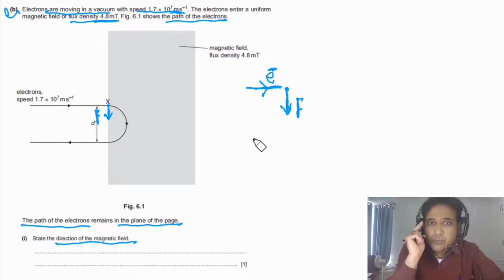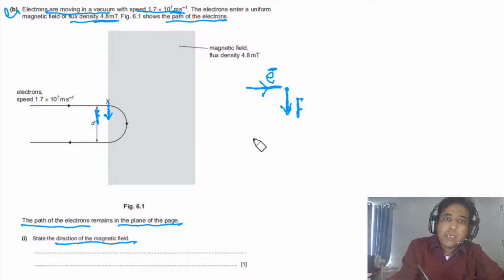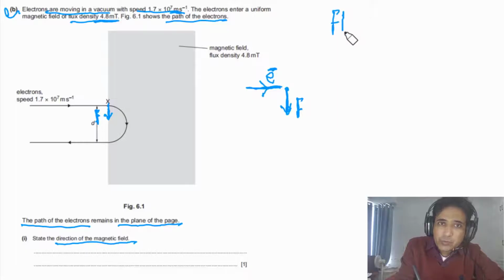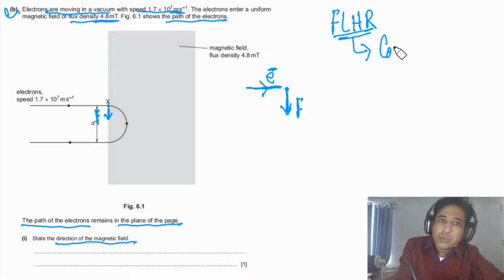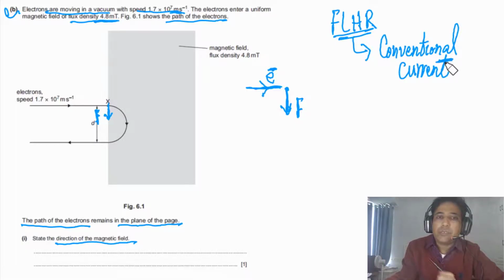For this one, we need to find out direction of magnetic field. So you need to understand, we need to use left hand rule. And Fleming left hand rule only is valid for conventional current, meaning flow of positive charges. So you need to understand this is only valid for conventional current. So here, conventional current.